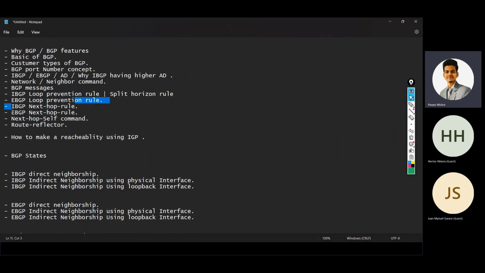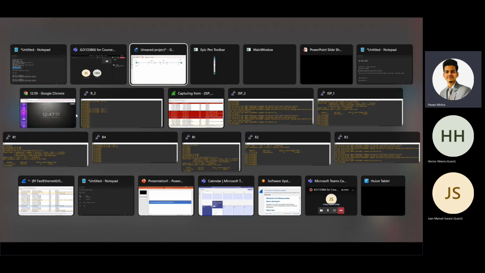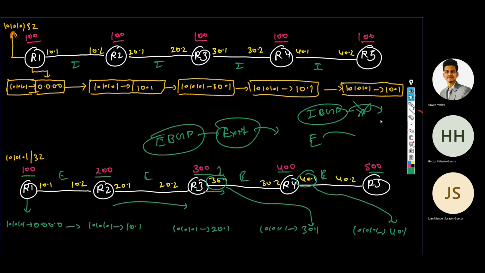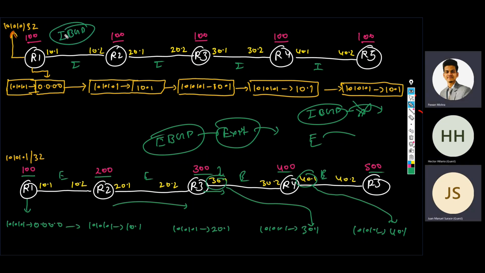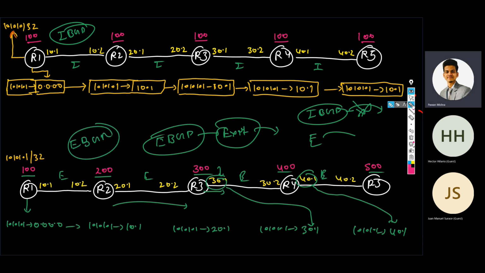The IBGP next hop rule, and then the EBGP next hop rule. What the EBGP and IBGP next hop rule says is, in the case of IBGP, whenever a router shares a route with the next router, it doesn't change the next hop IP. Can you see here? The next hop IP will be the same in every case.